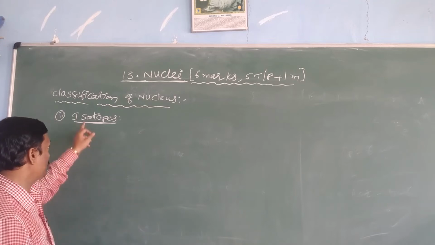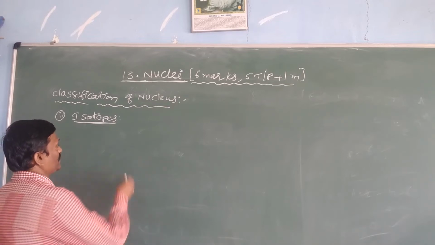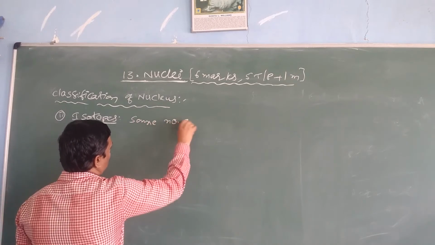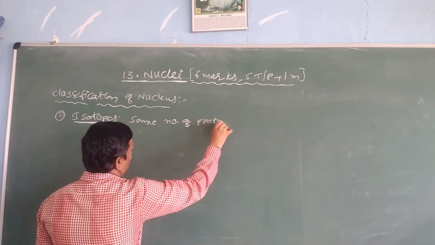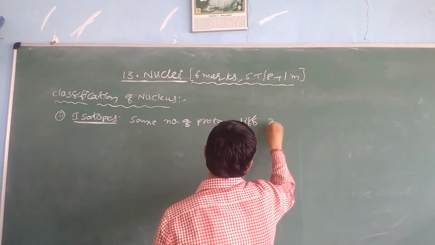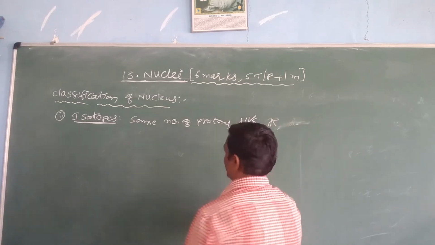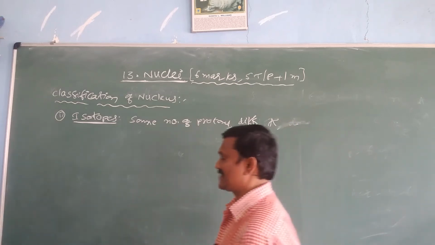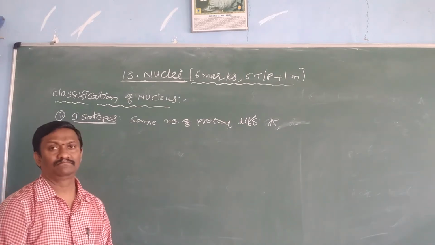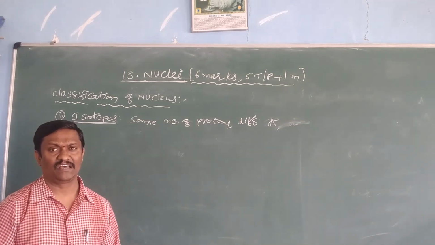Here, iso means same and topes refers to the number of protons. So isotopes means the nuclei which have the same number of protons, the same atomic number, but different mass numbers. That kind of classification is called isotopes.